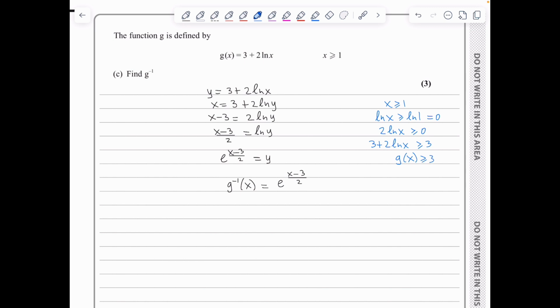This is the range of g, which is the domain of g inverse, and therefore I need to state that x is in the reals and x is greater than or equal to 3. So what we did here is that we reconstructed the expression for g of x in order to derive its range, and from the range of g of x I can safely conclude the domain of the inverse.